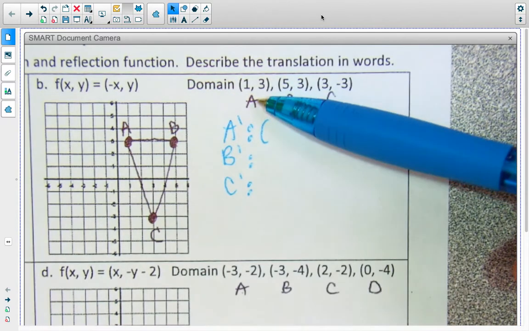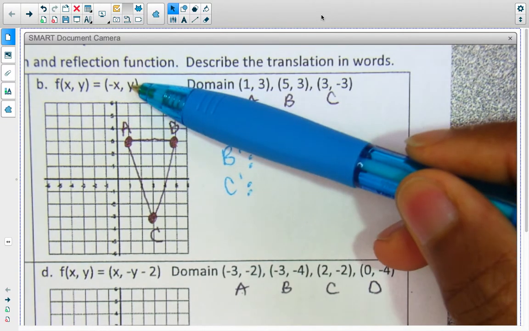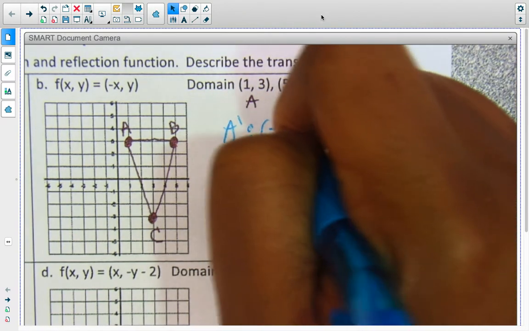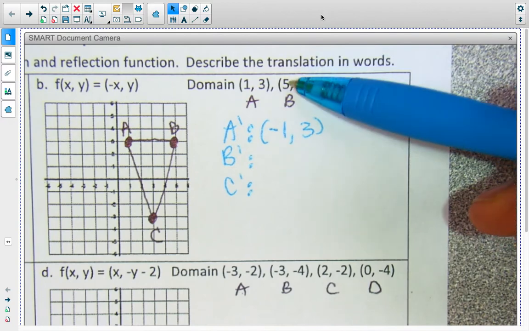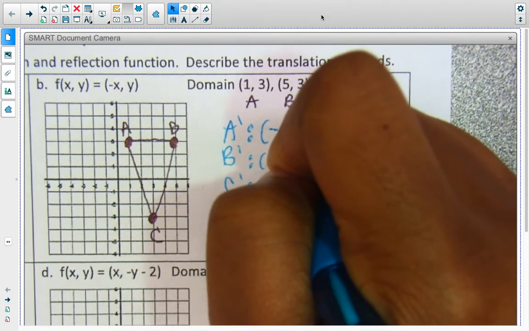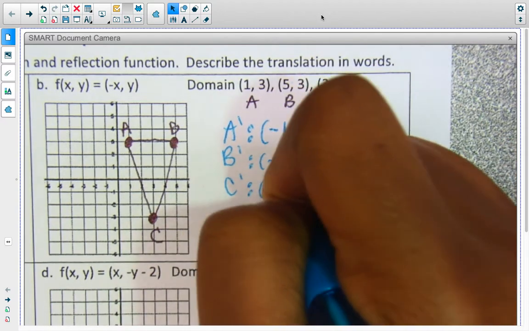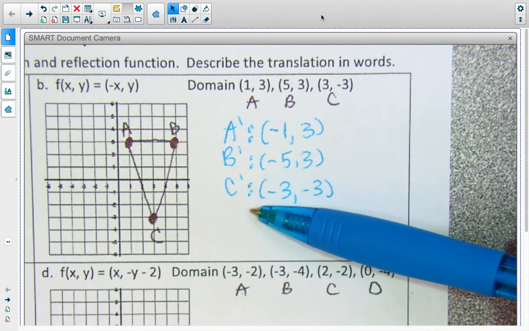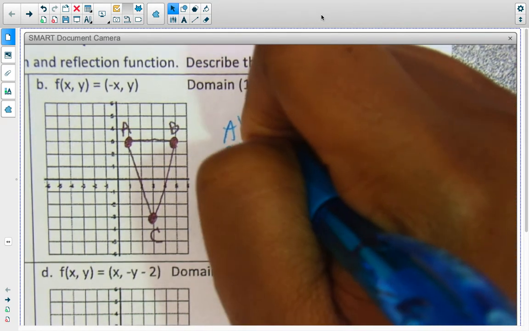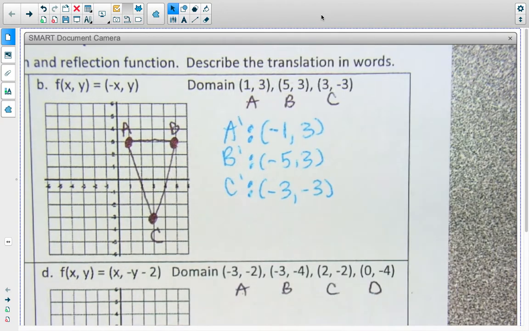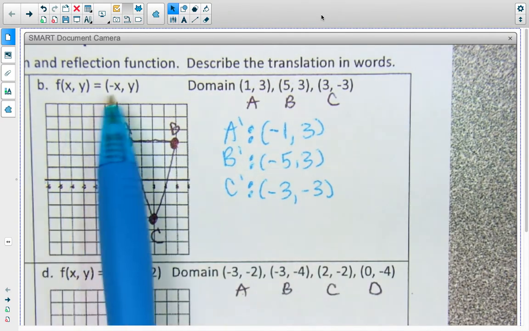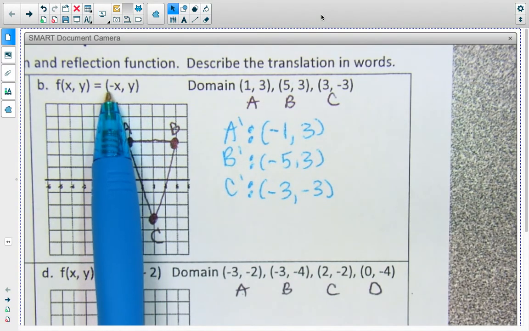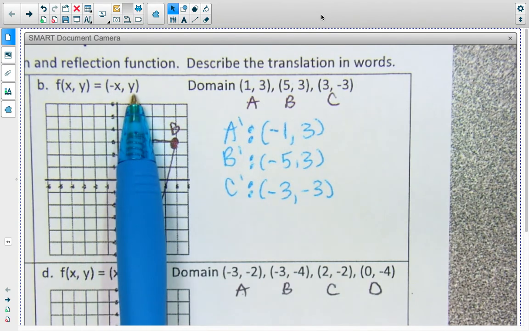Okay, so it says we want to take the opposite of x and then keep y the same. So I'm going to take the opposite of +1, keep y the same. Opposite of +5, keep the y. Opposite, keep the y. So these are our A prime, B prime, and C prime points that we're going to be plotting in just a minute. So we took the opposite of our X values, keep the Y the same. Opposite signs for the X values, and then keep the Y values the same.